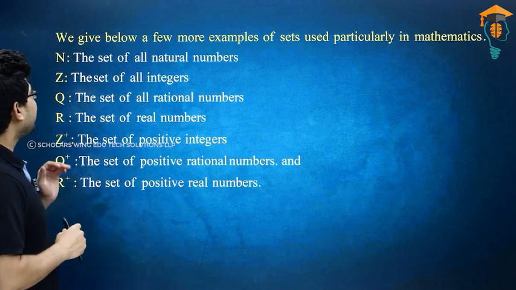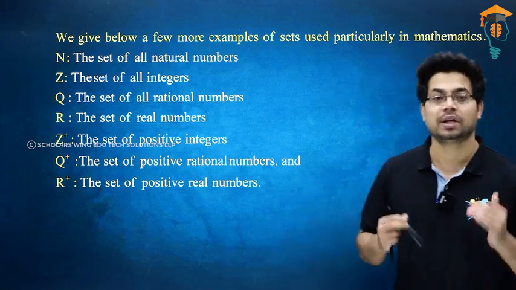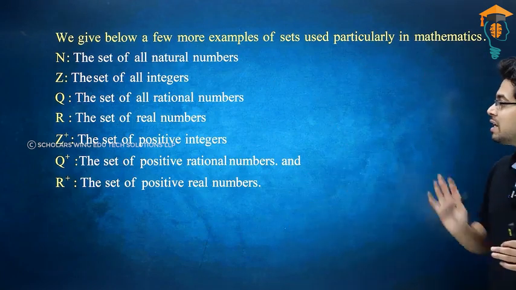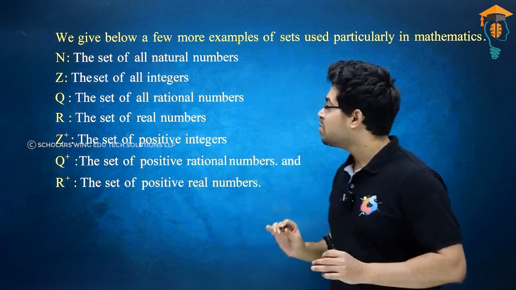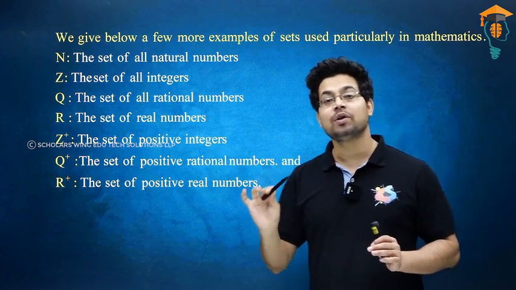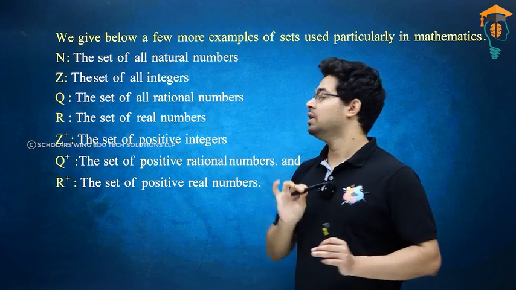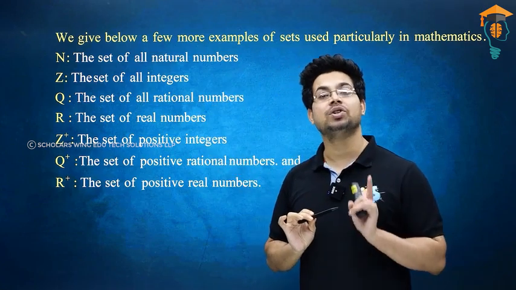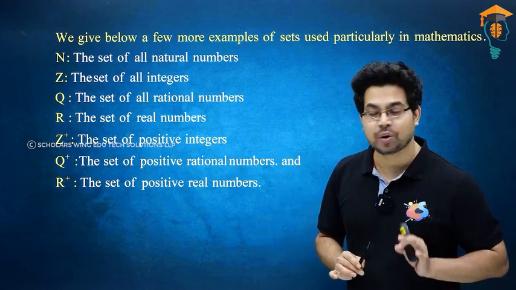Now here, if I talk about a few sets which are very standard sets and are used throughout mathematics, you must remember these sets and by which alphabet they are represented. Alright, so here we have capital N. Capital N means the set of all natural numbers. Here we have capital Z. It means the set of all integers. It can be positive also, negative also, or it can be zero also.